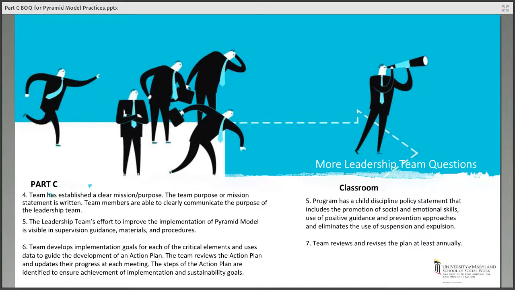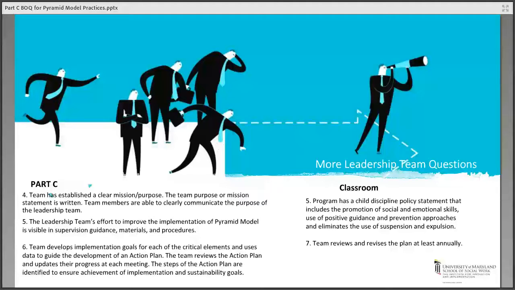The next page just delineates where Part C and classroom benchmarks of quality differ in leadership, and you can see it's varied only slightly. So actually question 6 is the same, which is why we didn't repeat it in the second column. But here the language is a bit different. And the classroom one gets into a little bit of child discipline because that's going to be happening within the classroom setting.